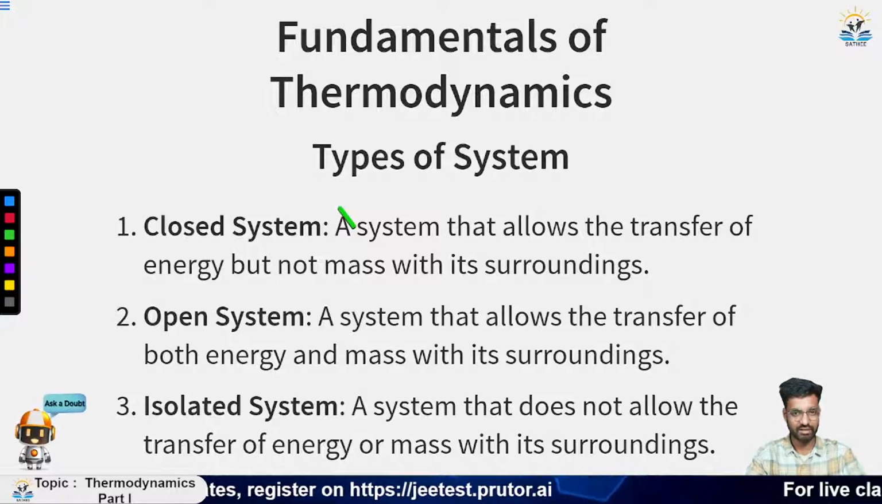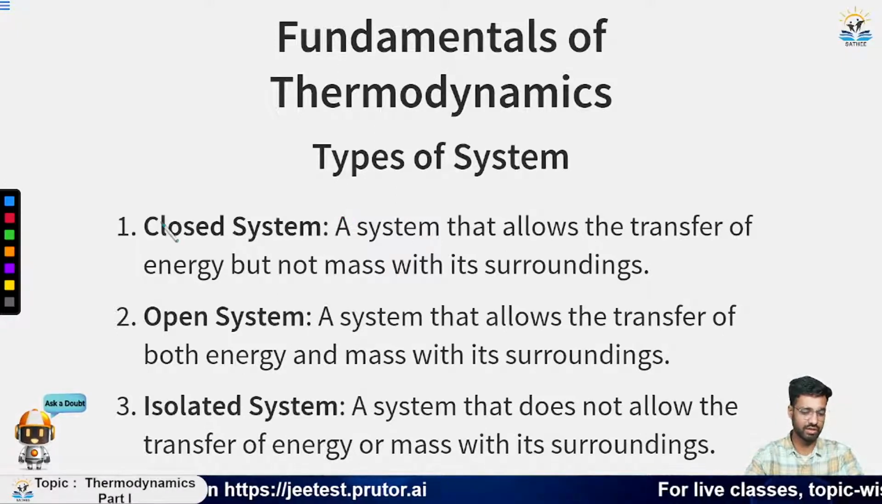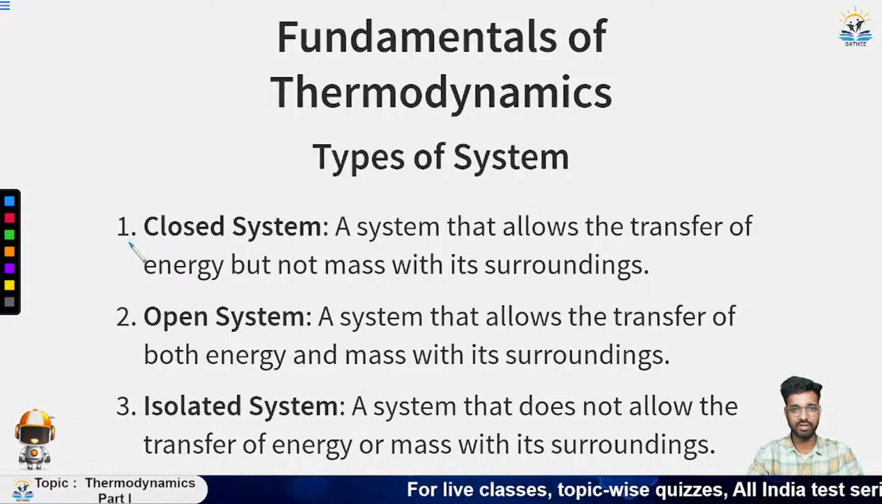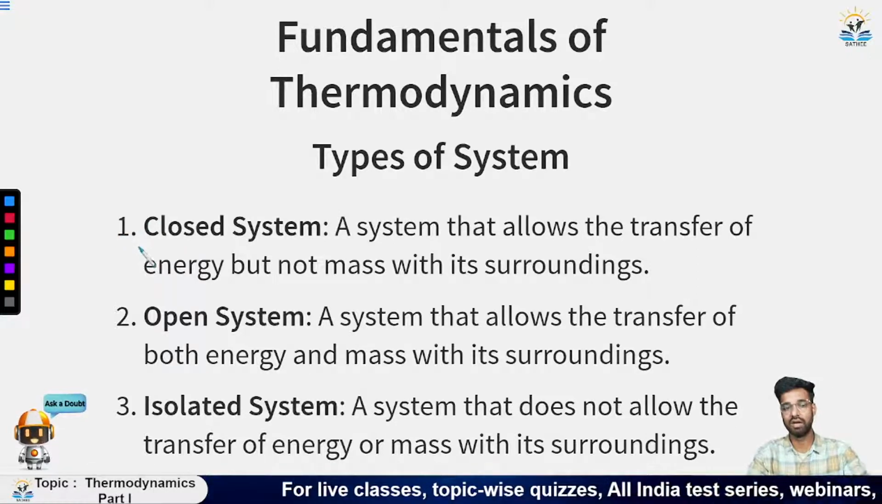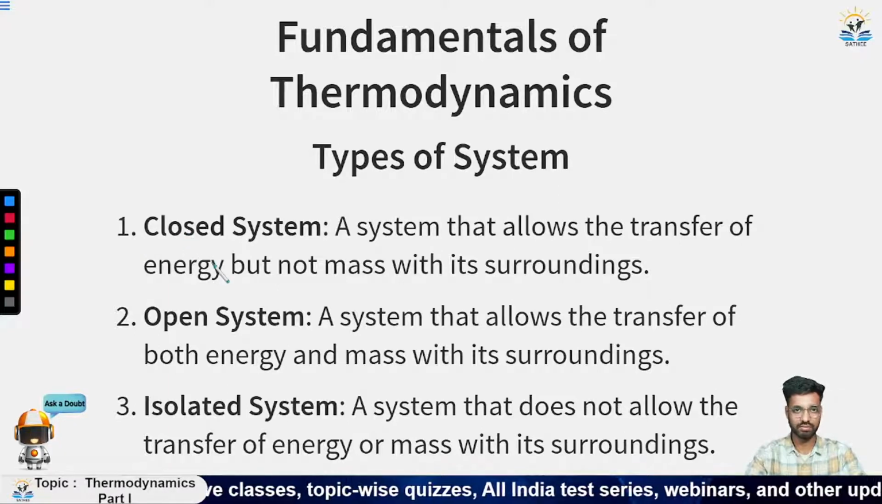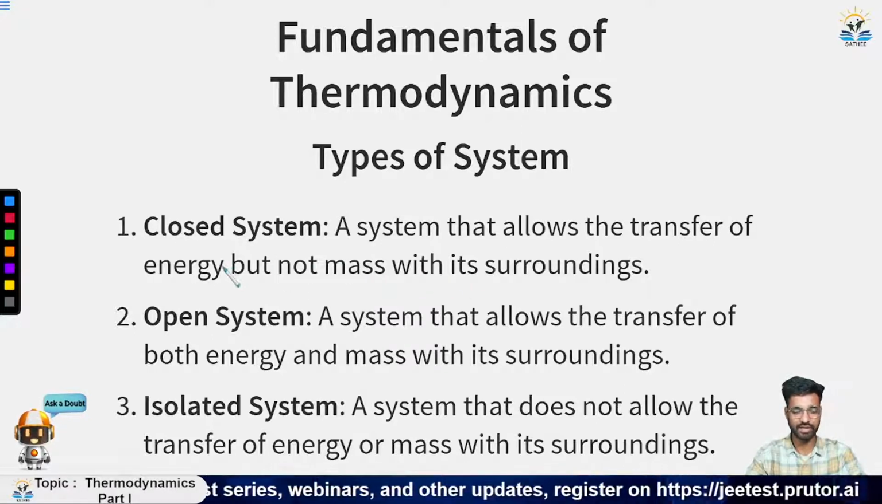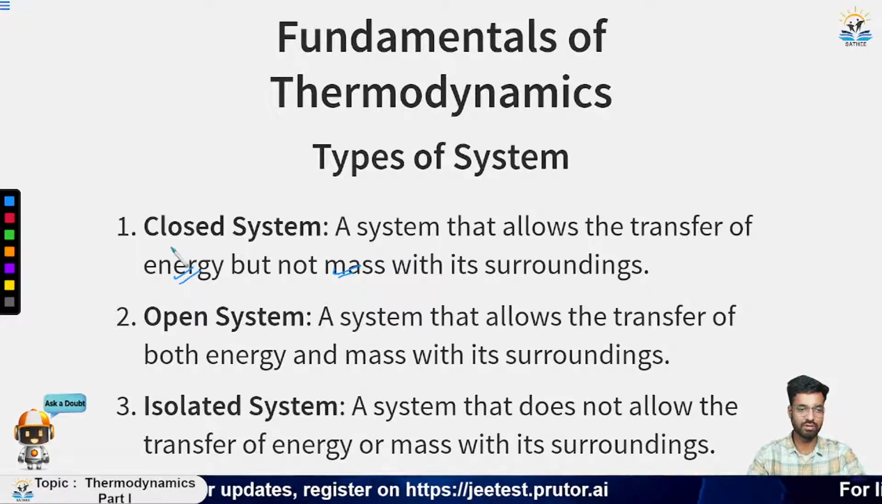So there are many types of system. The first one we have is called a closed system. So what do you mean by closed system? A closed system does not allow the exchange of mass, but allows the exchange of energy. So that kind of system is called a closed system.